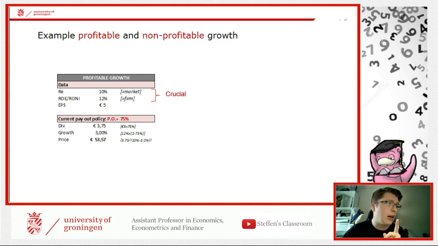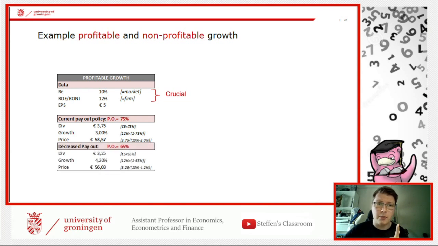So what happens now when I change my payout policy? Suppose I lower the payout policy, so I pay out less now. That is, my dividends become smaller. I reduce it by 10%, so now my dividend becomes 3.25. My growth now increases to 4.20 because I retain more capital in my firm. And you see here, because ROE is higher than RE, it actually benefits our stock price. So you see the stock price actually goes up, at least this estimate goes up. So you see now 56.03.